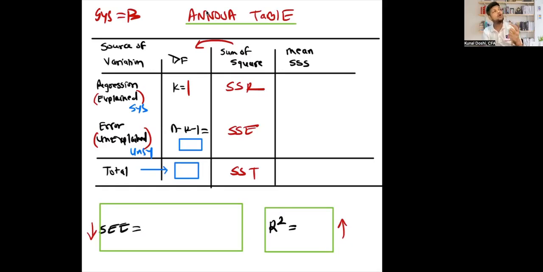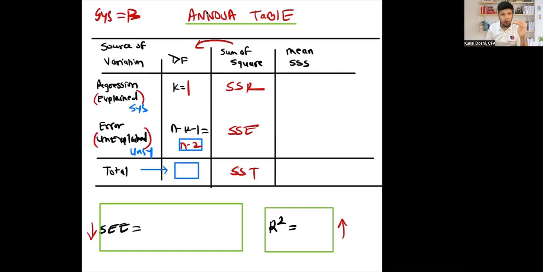In level 2, when you go, you'll have multiple linear regression. So you'll have multiple beta. Therefore, you will have k more than 1. Here it is always 1. So what is the degree of freedom for error, unexplained? The degree of freedom is n minus k minus 1. N minus k minus 1. And since k is 1, it is automatically n minus 2.